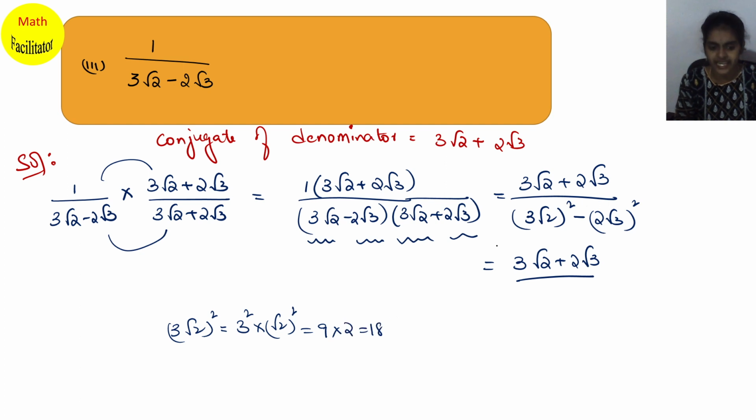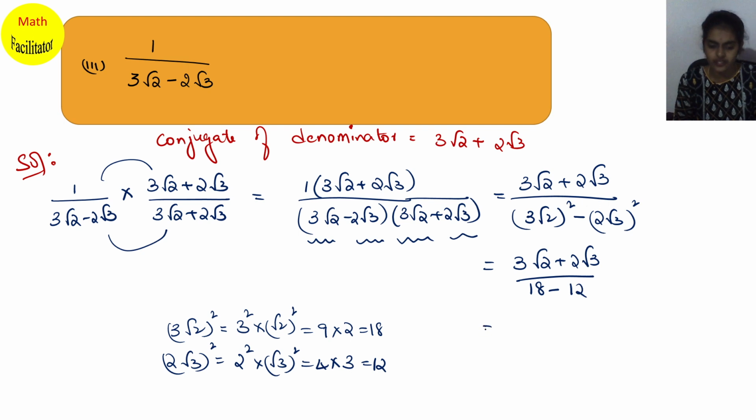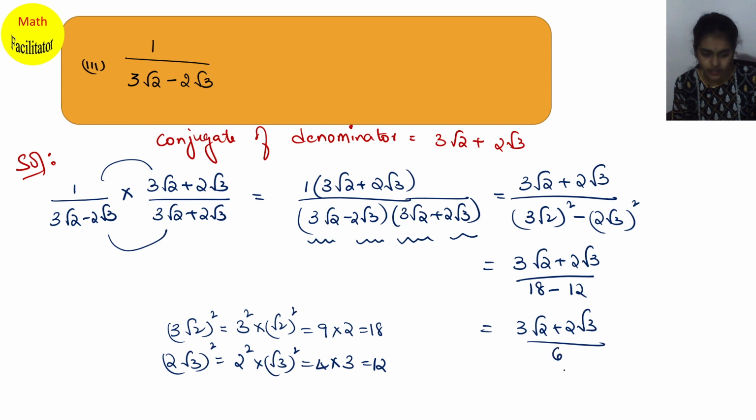So 9 into 2 is 18. So 3 root 2 whole square is nothing but 18, minus 2 root 3 whole square. How much will you get? So can I write as 2 square into root 3 whole square? 2 square is 4 into root 3 whole square is 3. So 4 into 3 is 12. Right? So that is equals to 3 root 2 plus 2 root 3 divided by 18 minus 12, which is 6.